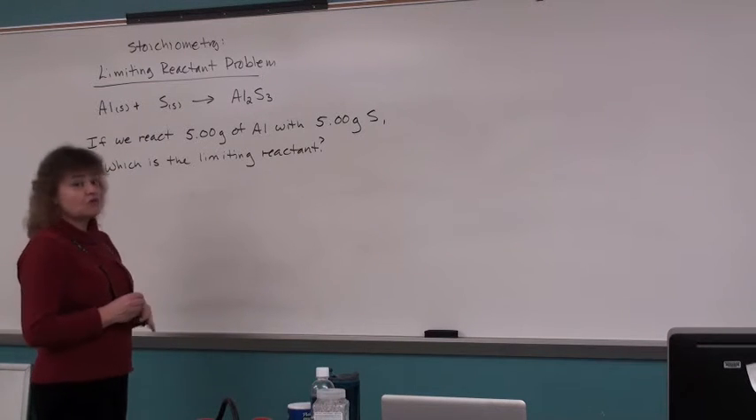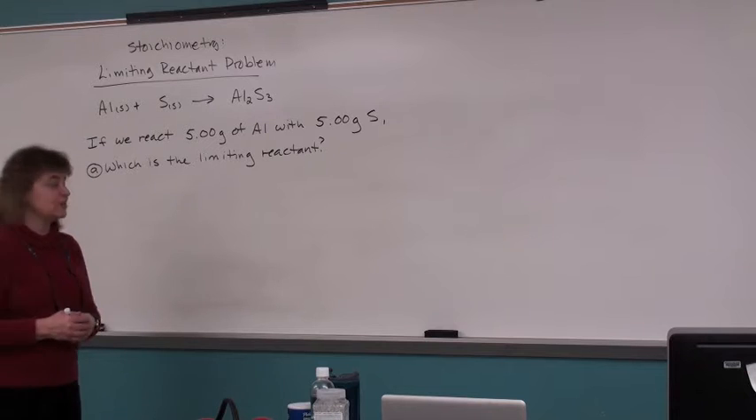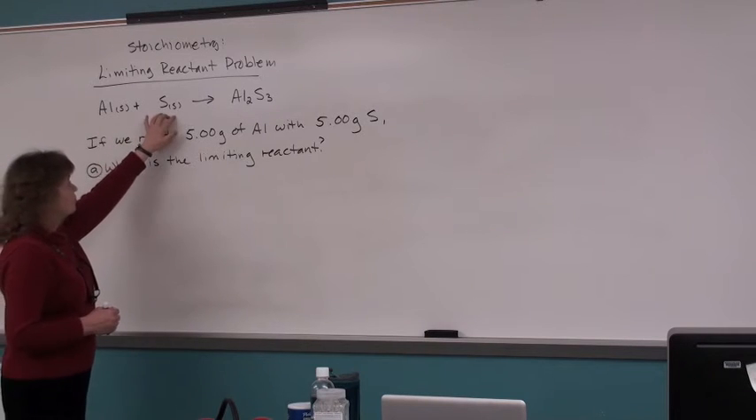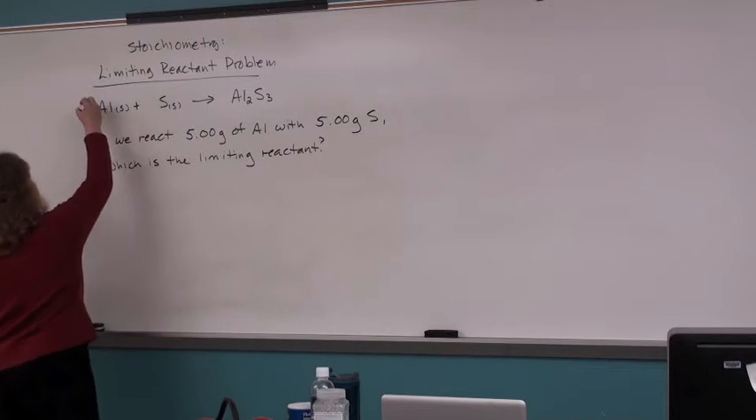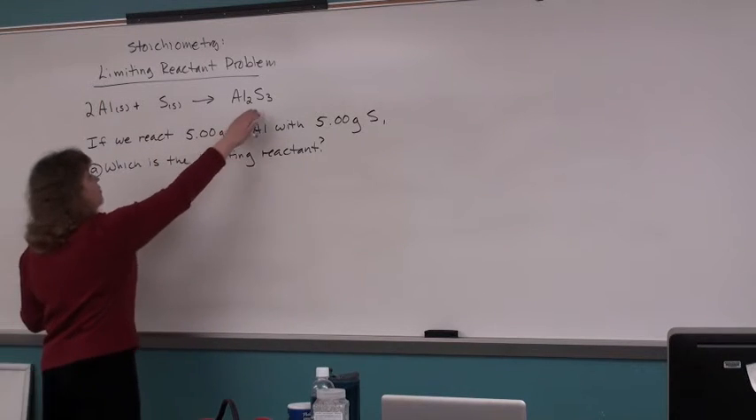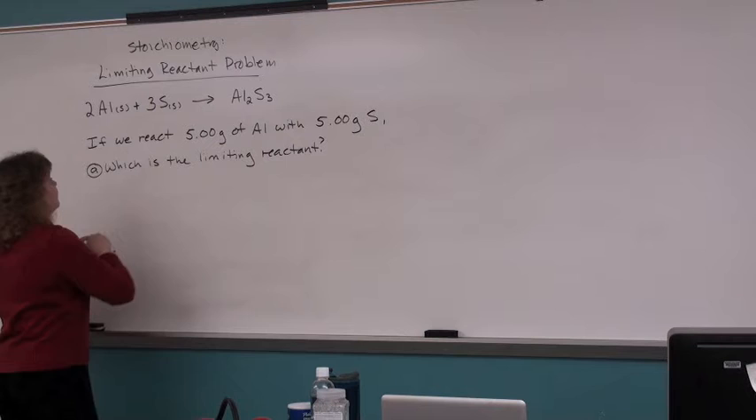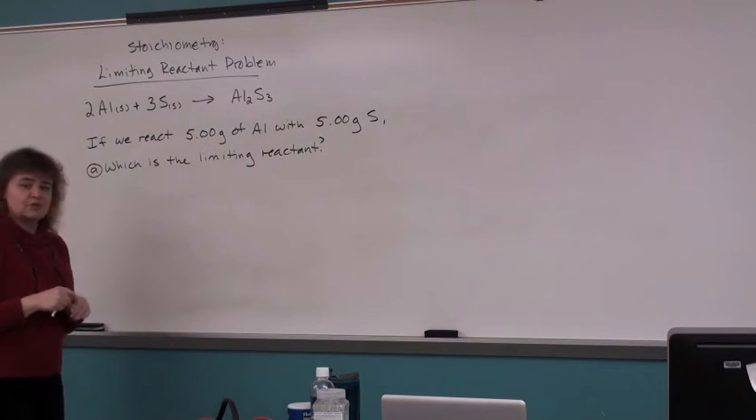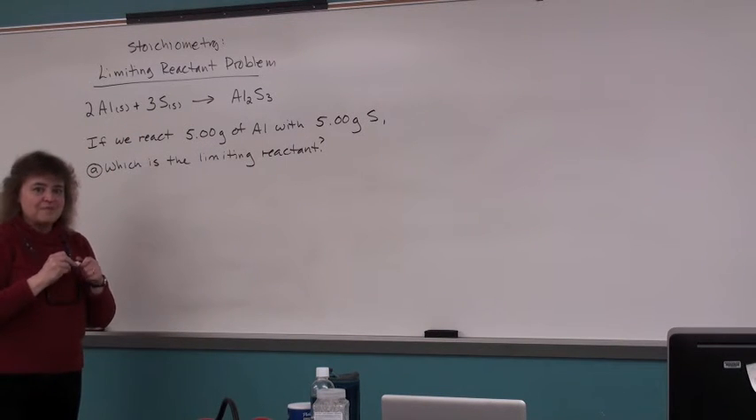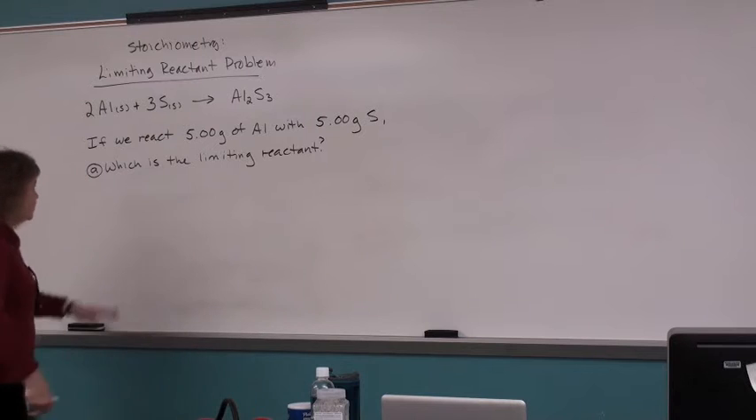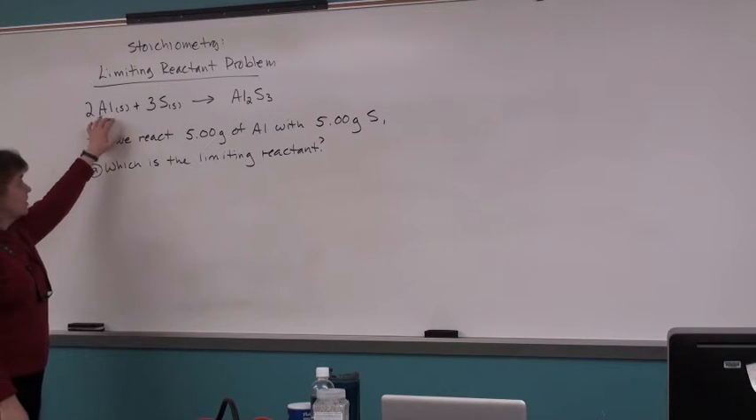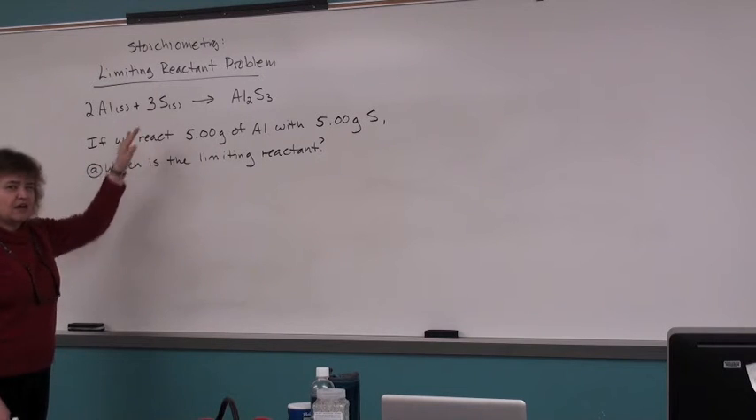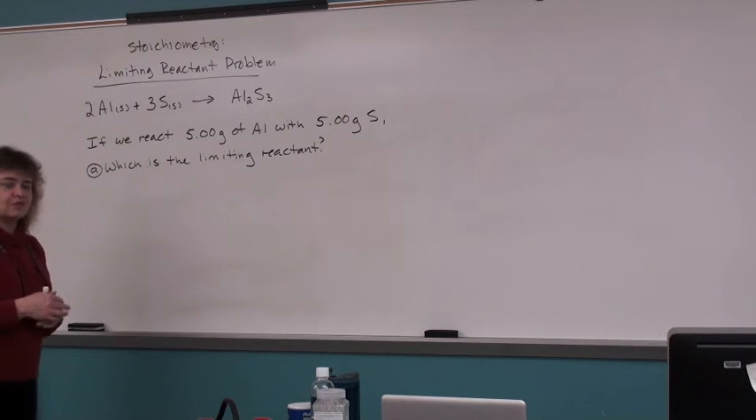So the first thing to do always is to balance the chemical equation. Aluminum, sulfur becomes aluminum sulfide. We've got 2 aluminums, so we'll balance with that, and 3 sulfurs. So we've got a 2 to 3 ratio between the aluminum and the sulfur. Makes it kind of interesting. To do this, you start out with one of the reactants and figure out how much of the other reactant you would need to perfectly react it.